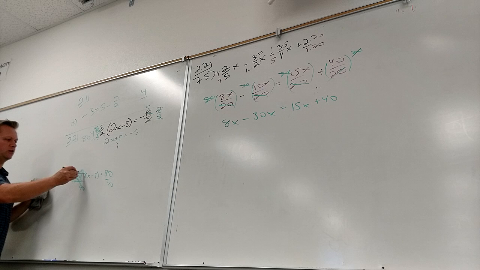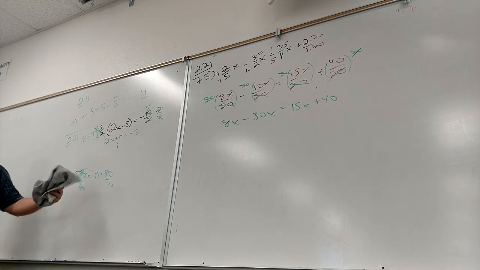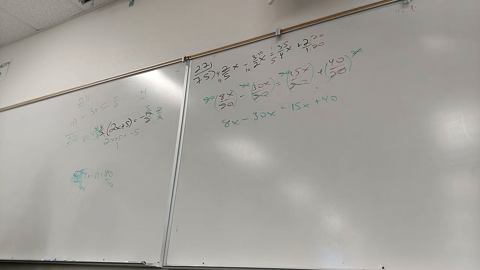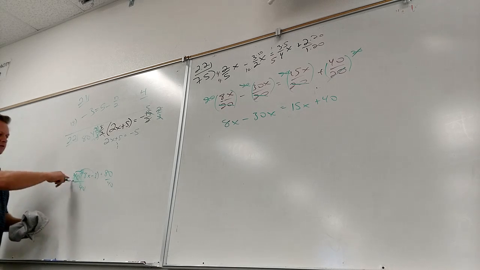Would this still work if you brought the 40? Of course it would. You just have bigger numbers than you really need. So with equations, you have a little bit of flexibility with what you can do. You can get rid of fractions, you can kill decimals, you can divide by stuff instead of distributing them.